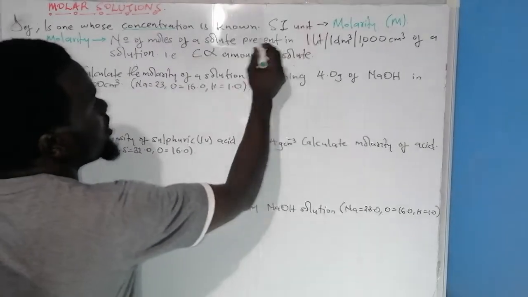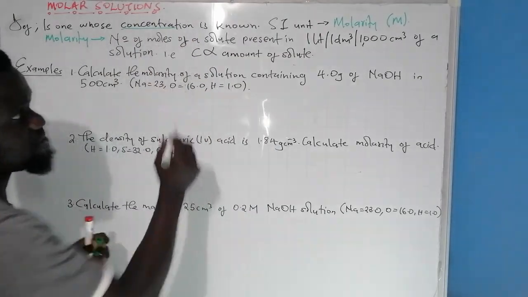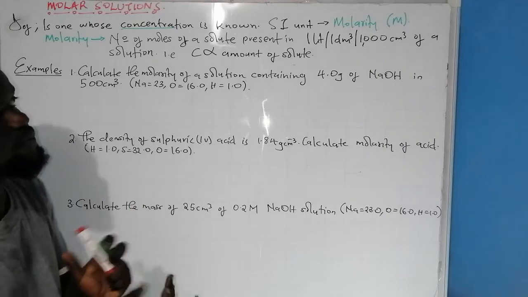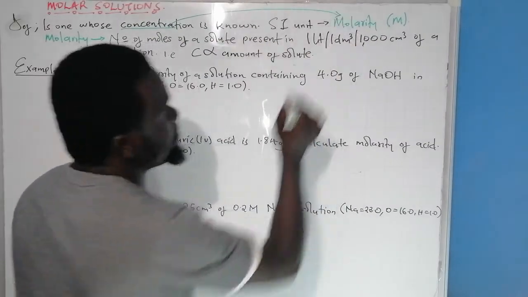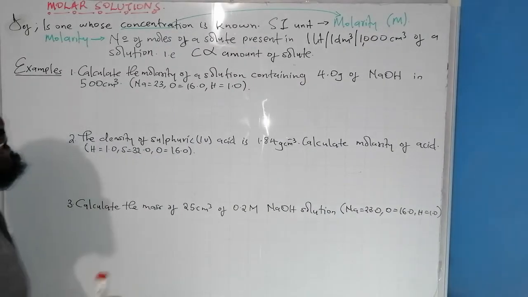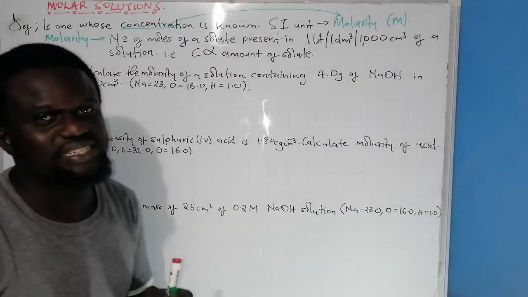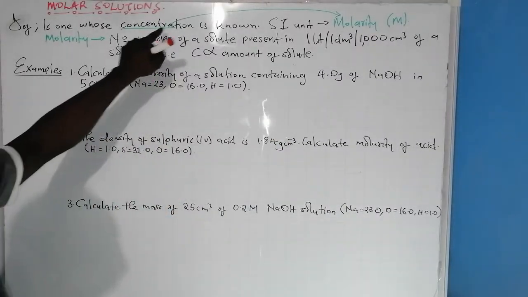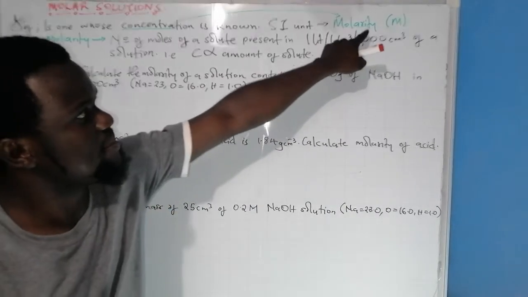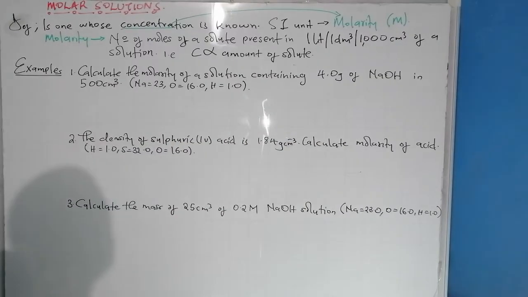Now, what do I mean by this word concentration? Or what is the SI unit of concentration? Concentration, the SI unit is molarity. And the molarity, the symbol is capital M or the uppercase M. So concentration is normally given in molarity as the SI unit.